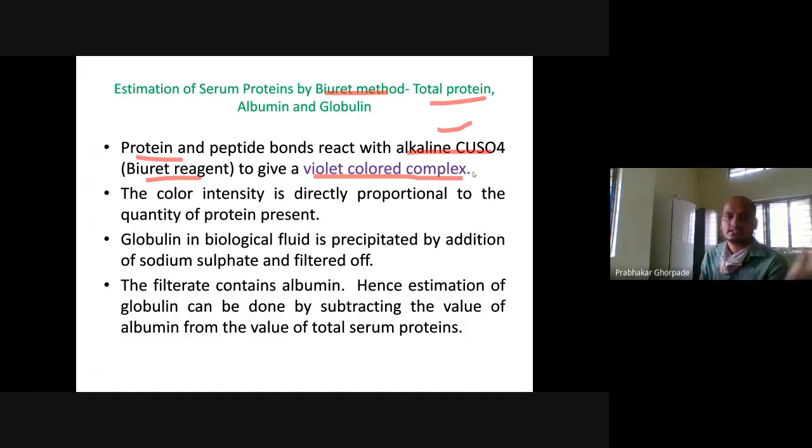It happened because of that particular protein. This color won't develop because of glucose or fatty acid. It will only develop when protein is present in the presence of this alkaline copper sulfate. So that is the principle of that test.